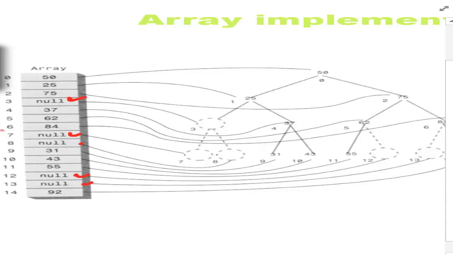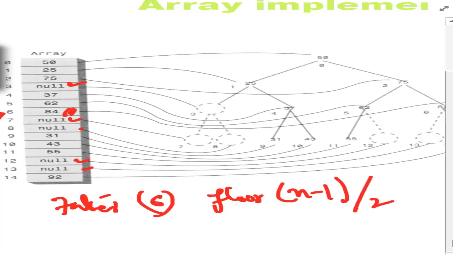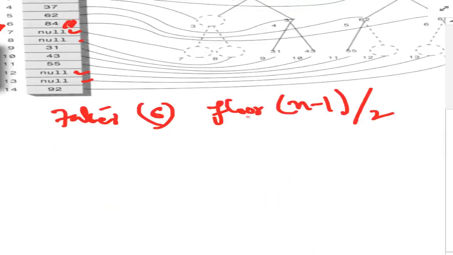Say for example we take the node 6 as an example, that is 84. So who is the father or parent of node 6? We can get it by a simple formula, that is floor of (n minus 1) divided by 2. So what is that?